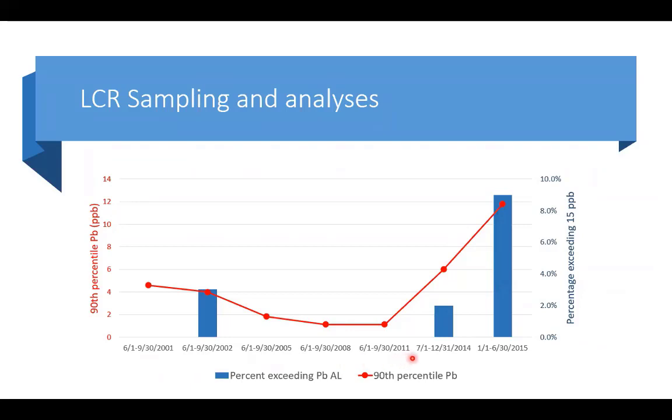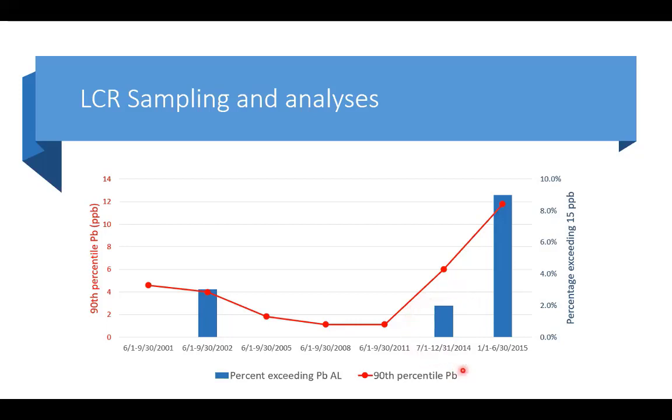And this is just a summary of results from 2001. If we look at this period of time from 2005 to 2011, you see that the 90th percentile levels are below 2. They're actually at the detection limit. The detection limit was 2 at this point here and 1 here. And they report 0 samples exceeding 15 parts per billion. And then they switch. Now, as I mentioned, because of that switch, they had to sample every 6 months.